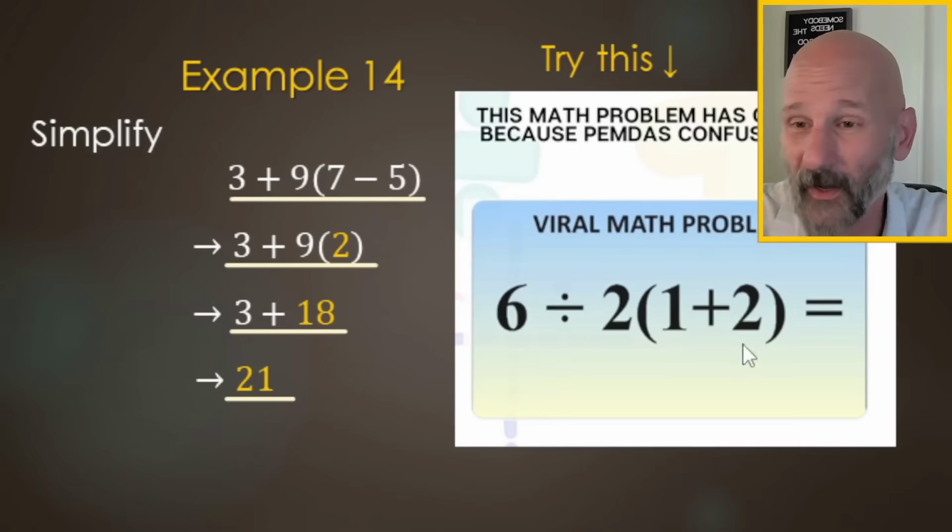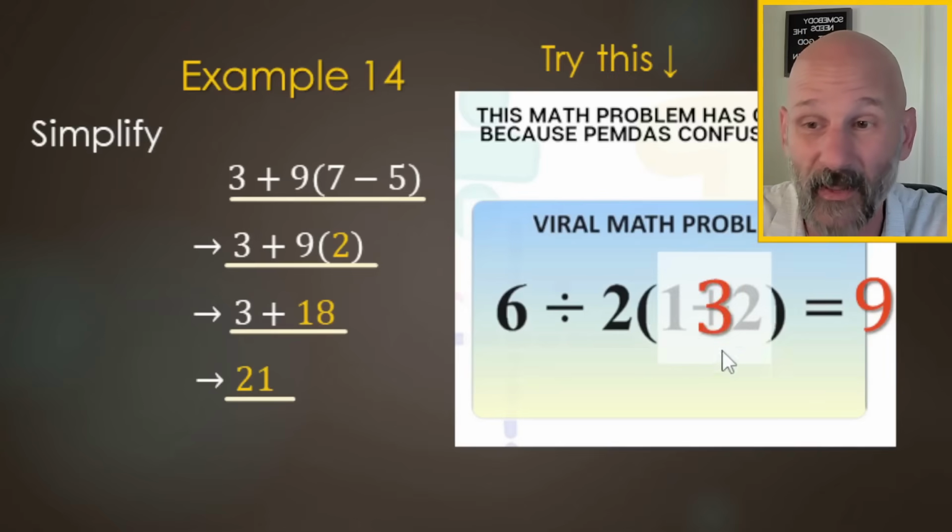So on this one here, start with parentheses. That's going to be 1 plus 2. That's going to make 3. So the answer was 9. So if you got 9, good on you. If not, follow along here, right? The 1 plus 2 in parentheses, that's going to be a 3.